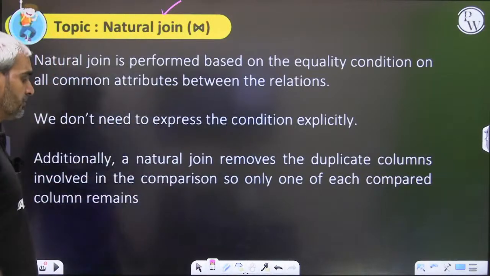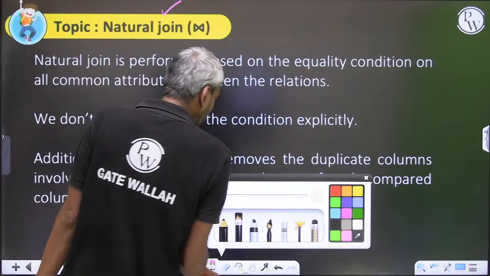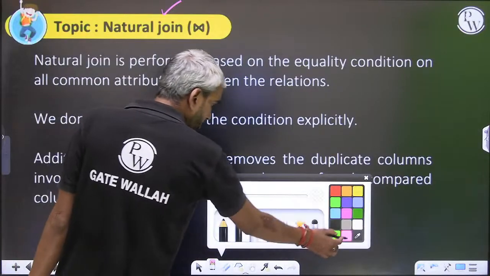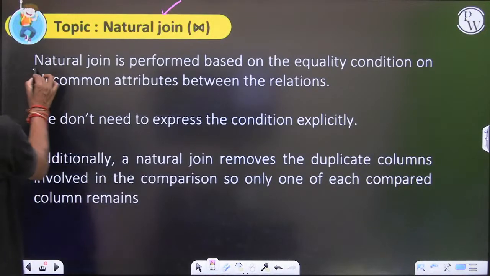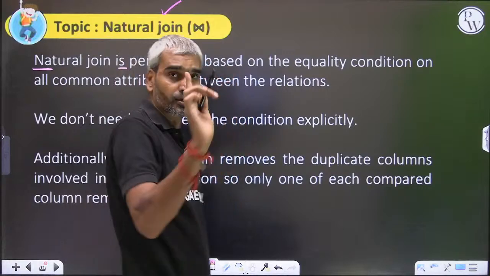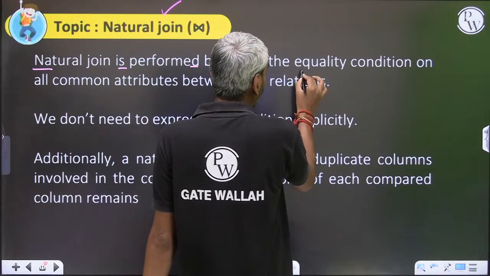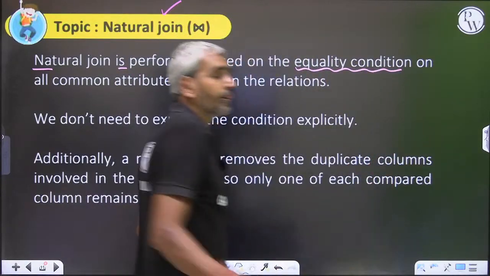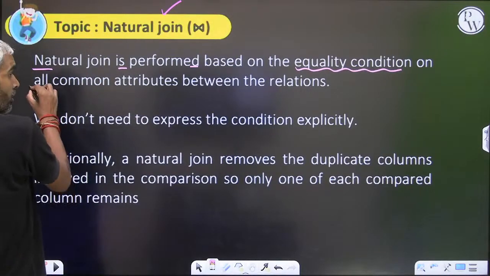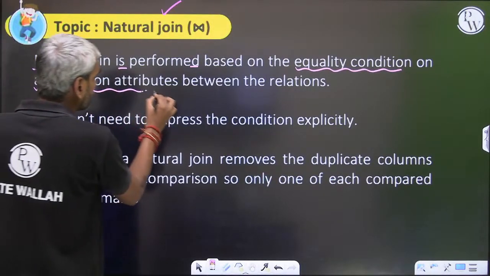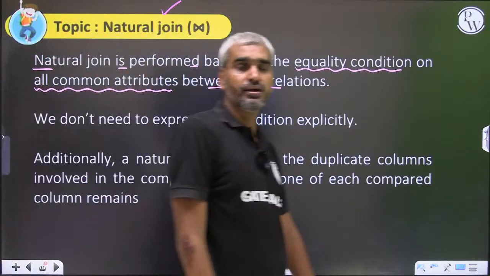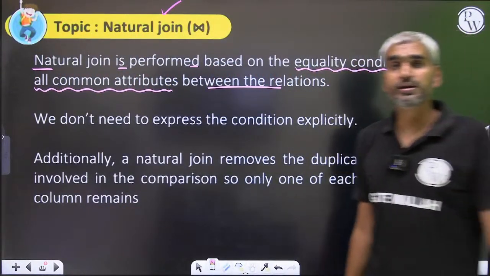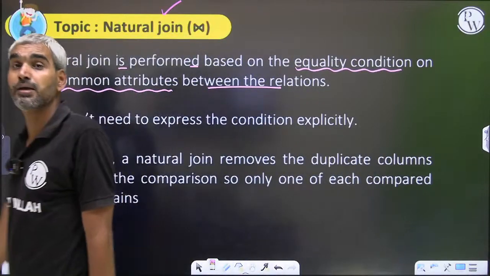So whether it is related to relational algebra, SQL, decomposition, or normalization, what is this? A natural join is performed based on what? Natural join is performed based on equality condition on all common attributes between the relations. Whatever the common attributes are between the relations, on all those common attributes, the equality condition will be performed.